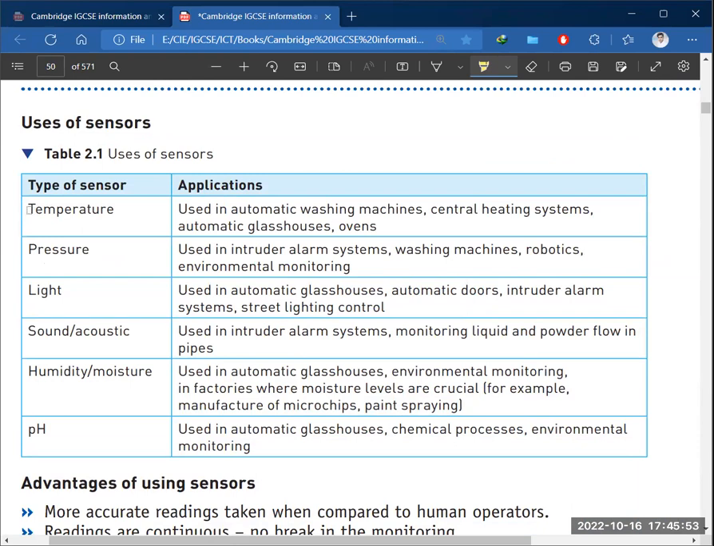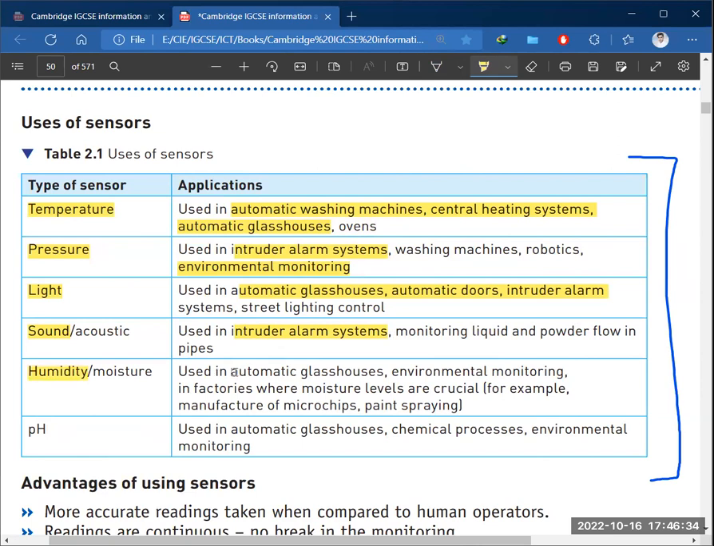Read this table. Temperature sensor: used in automatic washing machines, central heating systems, automatic greenhouses and ovens. Pressure: used in intruder alarm systems, washing machines, robotics, environmental monitoring. Light: used in automatic greenhouses, automatic doors, intruder alarm systems, street light control. Sound, acoustic: used in intruder alarm systems, monitoring liquid and powder flow in pipes.